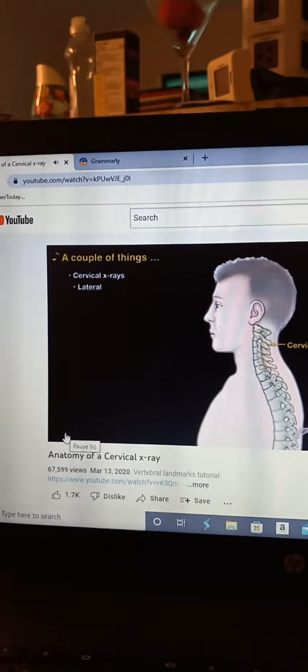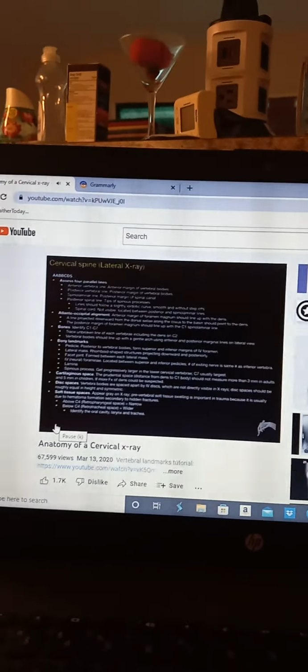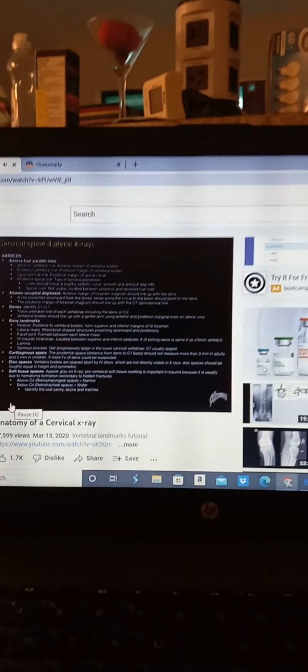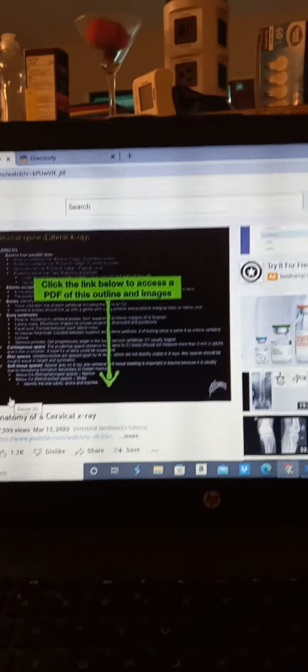A couple of other things. For covering cervical X-rays, the focus will be on lateral view, and I'll cover some on anterior and open mouth as well. Here's a textual outline of how I'm going to cover it, and click the link below to access a PDF of this outline. So this is for educational purposes as well. If someone's lying to you, they're a doctor, they're not supposed to. A's, B's, C's and D's. Right. So X-ray. Let's start with the first A.